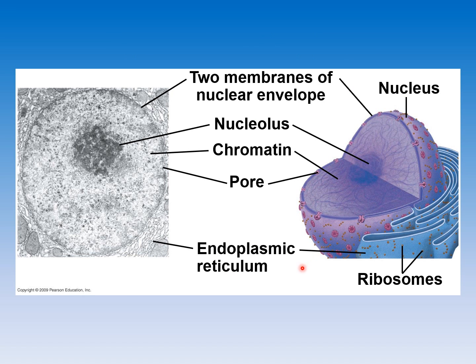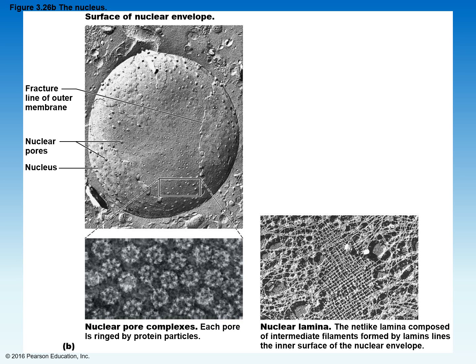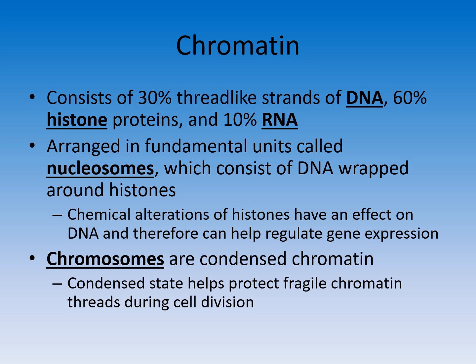And this is just showing the orientation of it once again. And this picture is, okay, for a science nerd, really kind of cool because you can actually see some of these pores, which is really neat. The chromatin, this is essentially the DNA. The DNA is going to be wrapped around some proteins, which are known as histones.